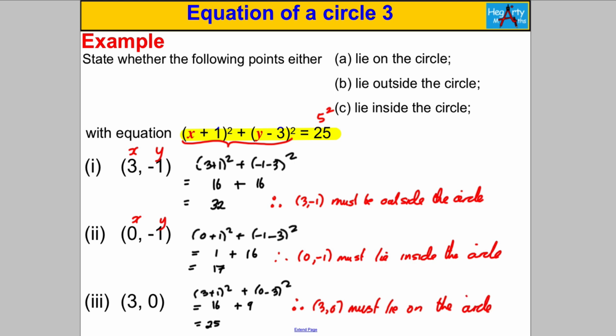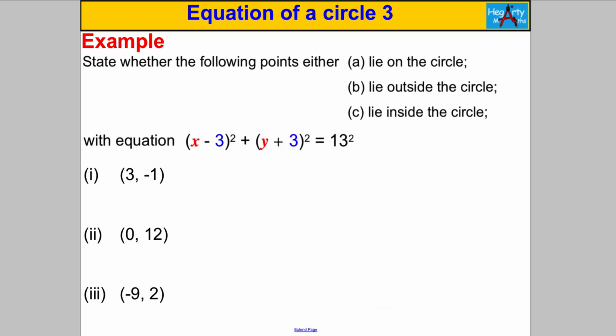Let's have one more example to double check you know this method. So pause the video and answer the following question. So what we're going to do is we're going to substitute in for each of these x and y into the left hand side here and compare it to the answer you get when you do 13 squared. Now 13 squared gives me 169. So we're going to compare the number to 169.